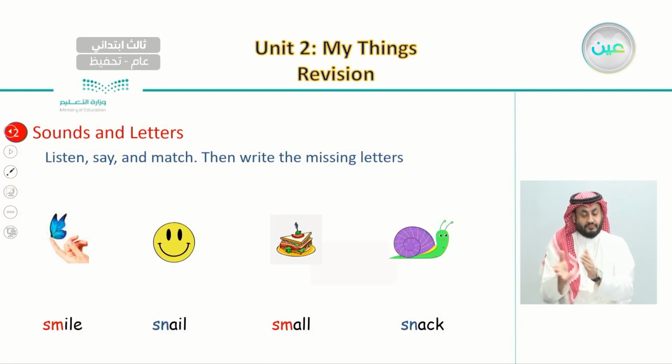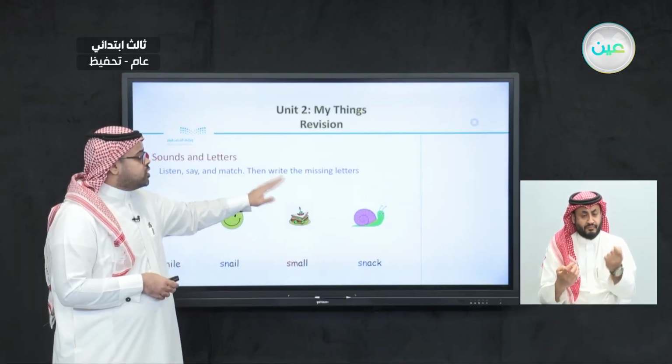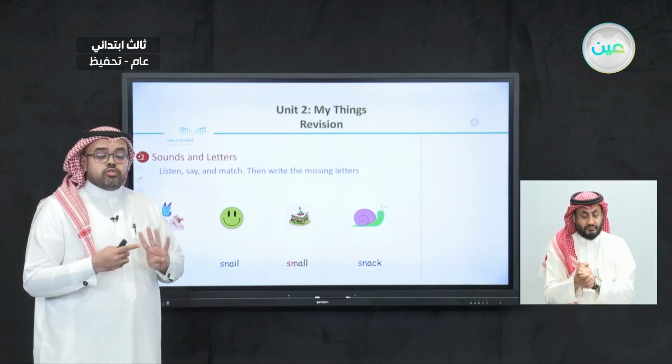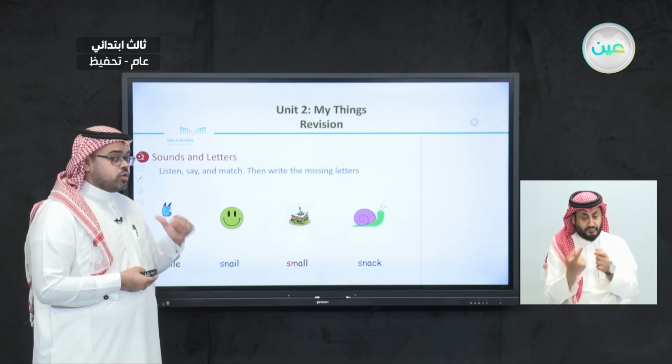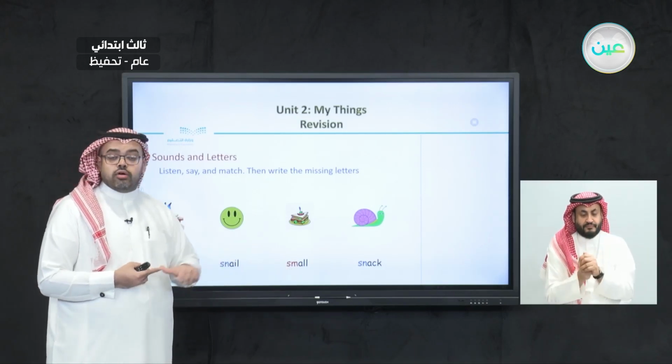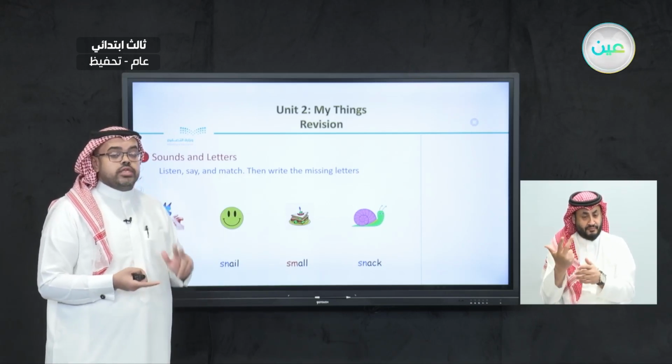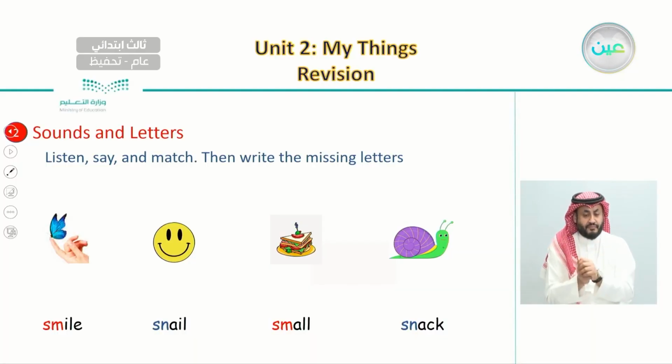And after this, with the part of sounds and letters, here what we did is we did listen, say, and also match. And after this, we went on and wrote the missing letters. So in this exercise, we did 4 things. The first one is we listened to the 4 words, and also we said them again with the teacher, and also we matched each of these words with the pictures, and after this we wrote the missing letters.